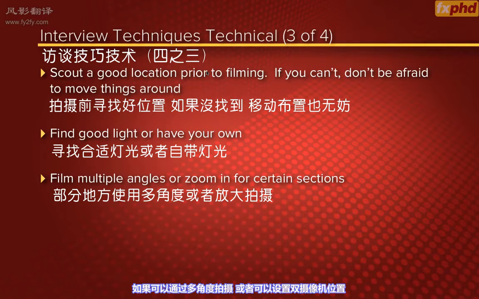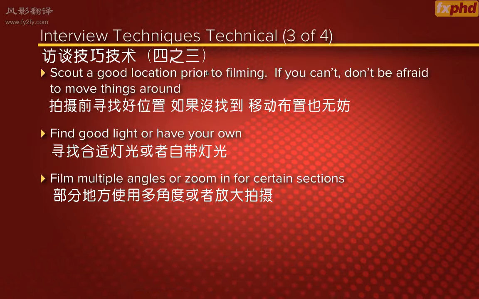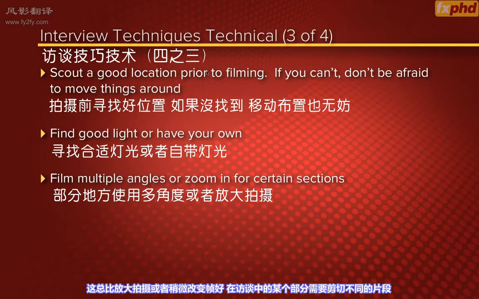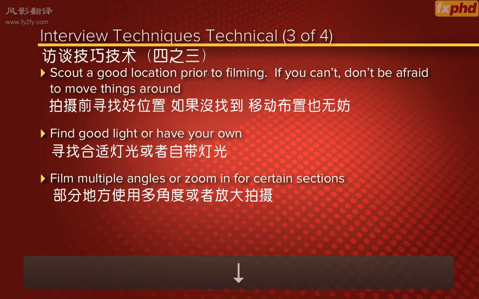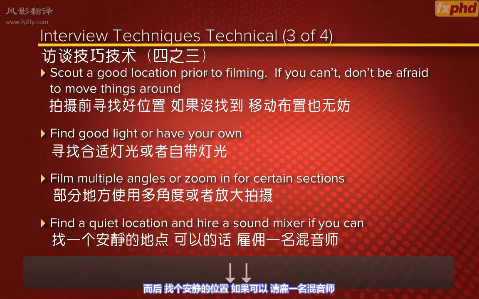If you can film multiple angles or set up two camera positions, that way you can get a wide and a close up, and it just helps a little with variety. If you can't do that, it's better to at least zoom in or change the framing a little bit throughout certain sections of the interview, so you have different looks to cut to. And then find a quiet location.